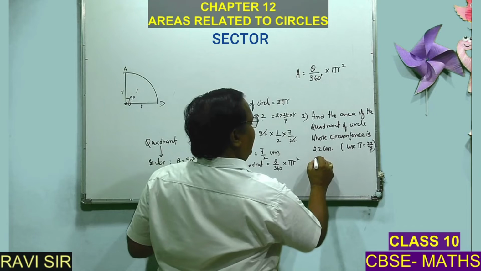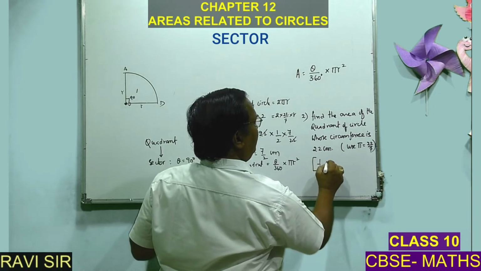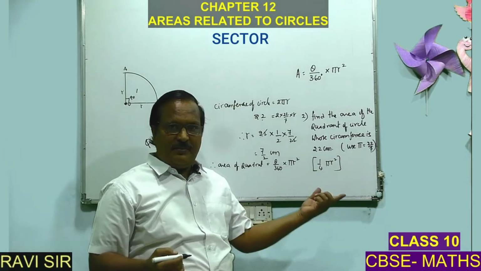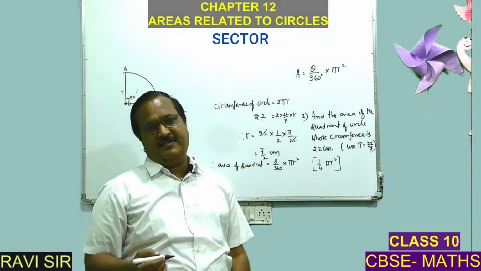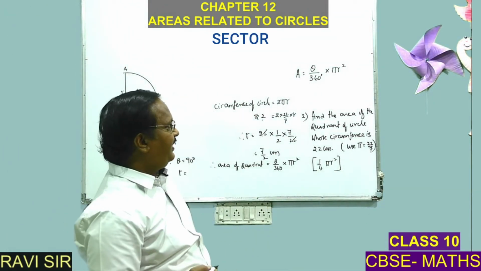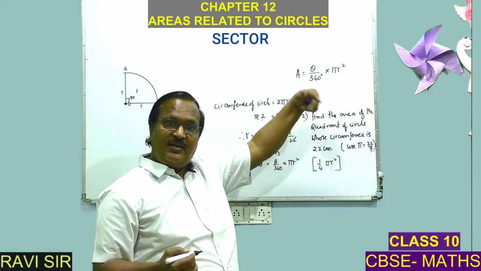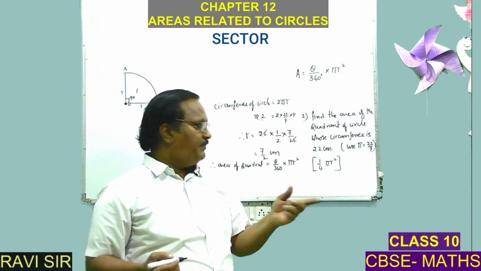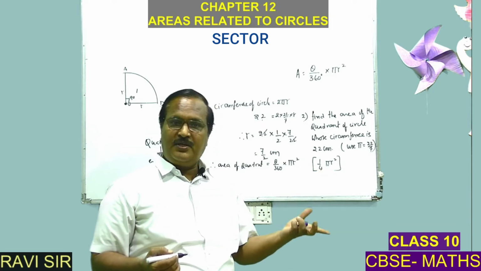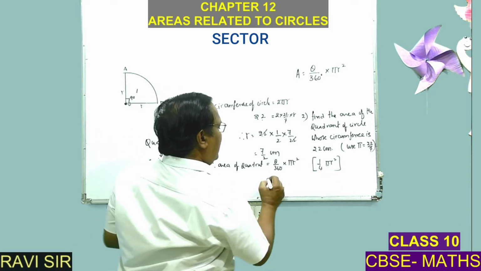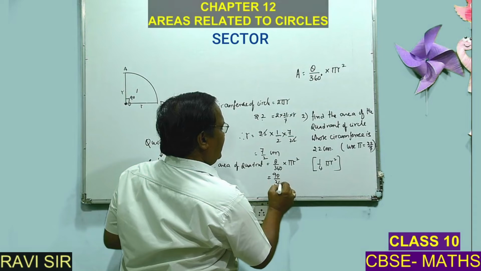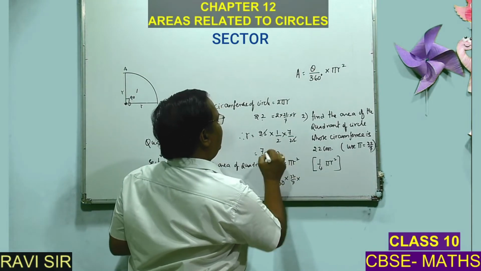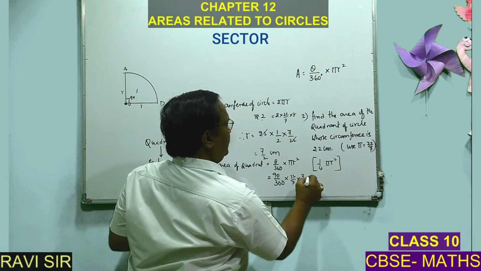Some people will write 1 by 4 into pi r square. That is also correct. Quadrant means 1/4 of the pi r square. That also is fine. You can convert it in your mind as a sector, or whole area divided by 4, 1 by 4 into pi r square. Both are okay, right? So now 90 degrees by 360 into 22 by 7 into r, which is 7 by 2, 7 by 2.